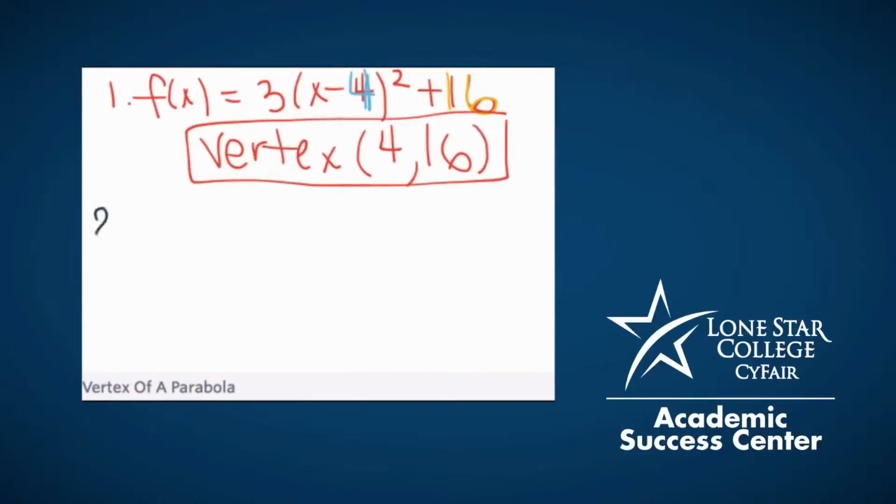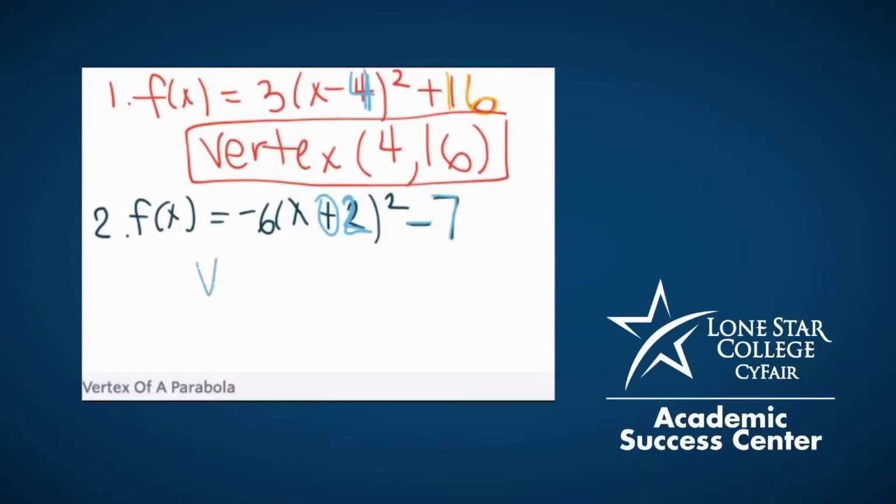Example 2. If f of x equals a negative 6 times x plus 2 squared minus 7. Again, your h is here, and it's the opposite of whatever this sign is, and your k picks up the sign that it has. So your vertex in this case, your h will be a negative 2 because it's the opposite, but k comes down just as it is, negative 7. So your vertex is a negative 2, negative 7.